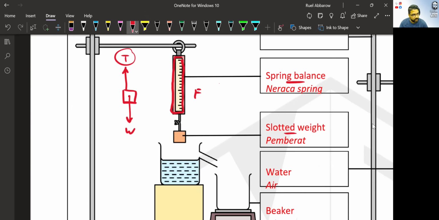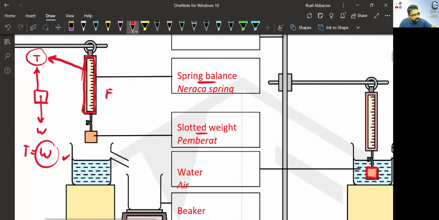Right? Please make sure you understand this. The reading that we get is actually the tension in the spring. However, this is an object that is in equilibrium of forces, which means the tension is in fact equal to the weight when it is in air. So the reading that we get here is in fact the weight, yes, but not directly. This is important. So in air, there's no problem because there are only two forces acting on this object.